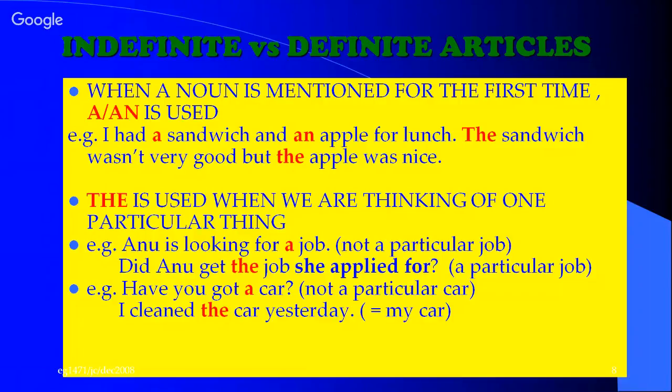The is used when you're thinking of one particular thing. Anu is looking for a job, not a particular job. One kelsa beku, any kelsa. Did Anu get the job she applied for? So apply maadidalalla, aa kelsa sikta, particular job. Have you got a car? Not a particular car, yavado ondu. Nimmatra car idiya. I cleaned the car yesterday, andre that particular car. Nan car.